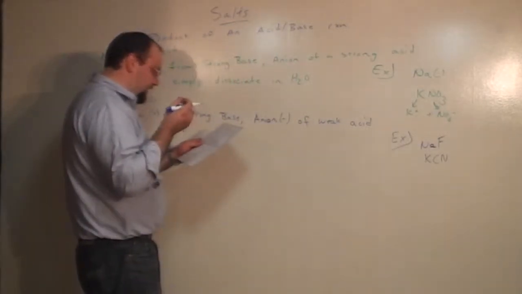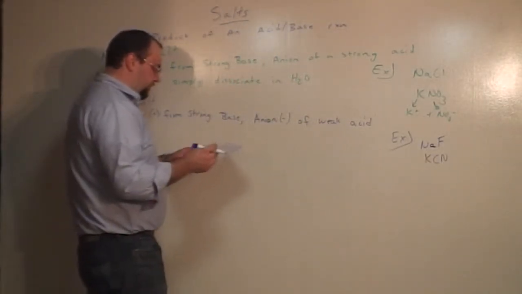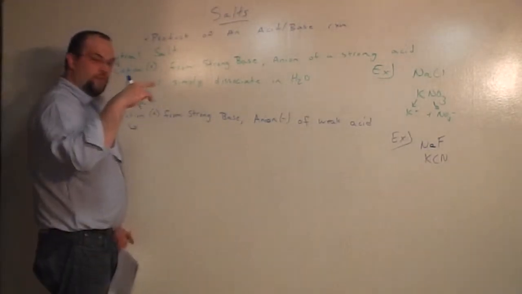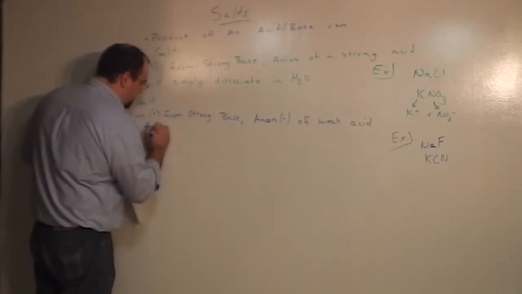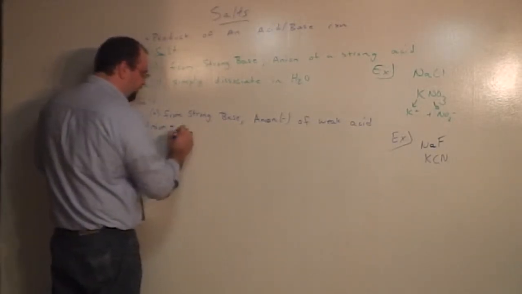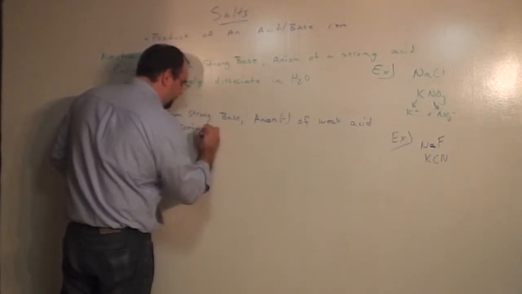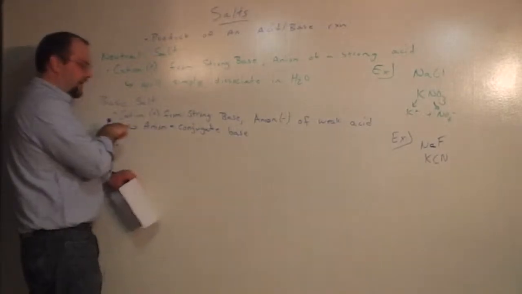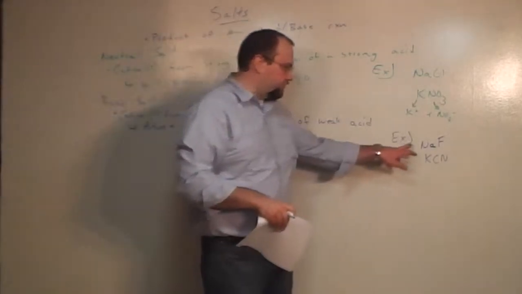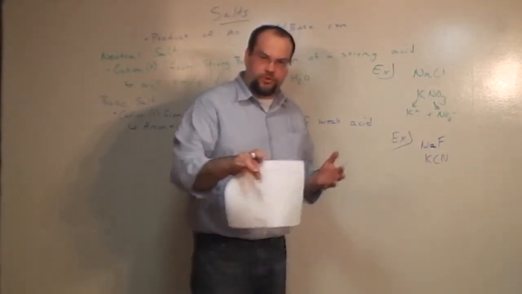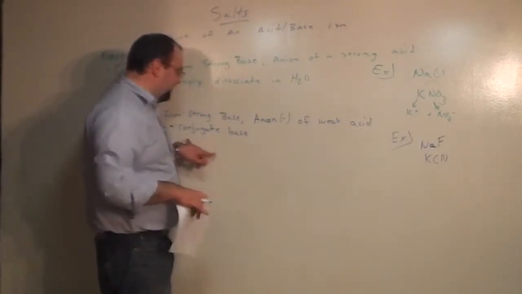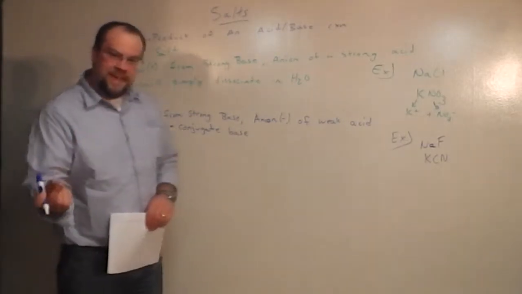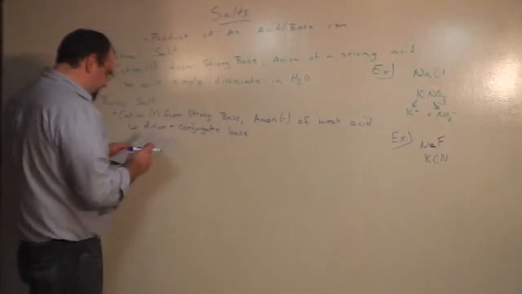Now here's the issue. Since the anion is from a weak acid, the anion is also a conjugate base. So I have a cation, which is neutral. The sodium doesn't really do anything with the water at all. But the anion is technically a conjugate base. So it's going to act slightly basic. All right, it's going to act slightly basic.